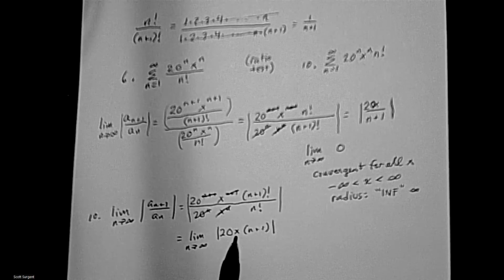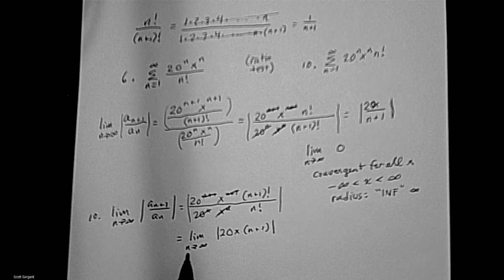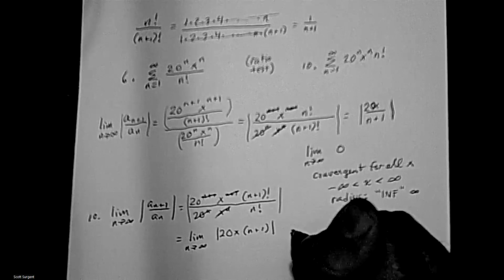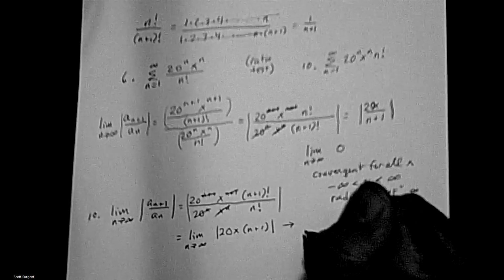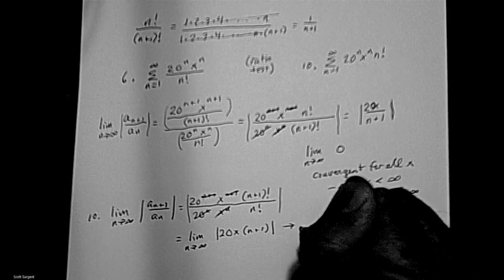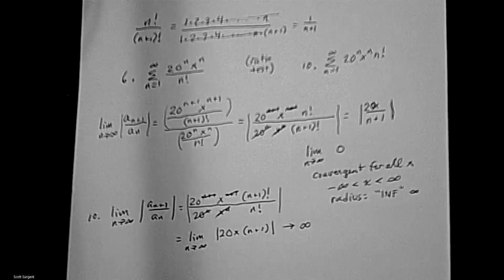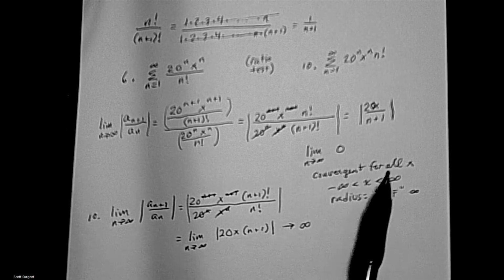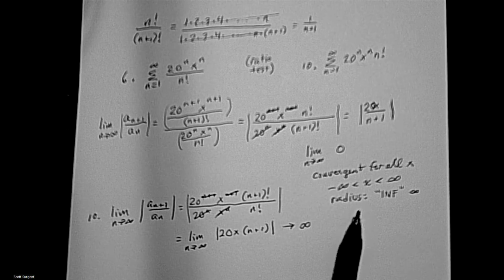And again, it doesn't matter what x is, it matters what n does. As n gets big, this thing just shoots off to infinity. So no matter what, this goes to infinity. This is essentially the exact opposite of what happened here. In this case, the limit was 0, giving us convergence for all x.